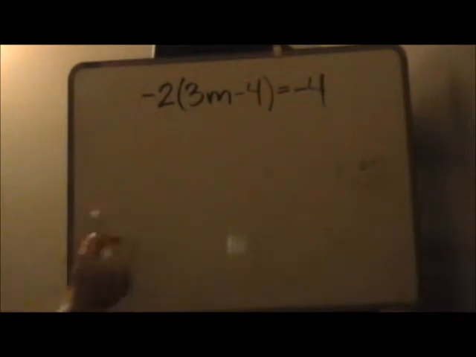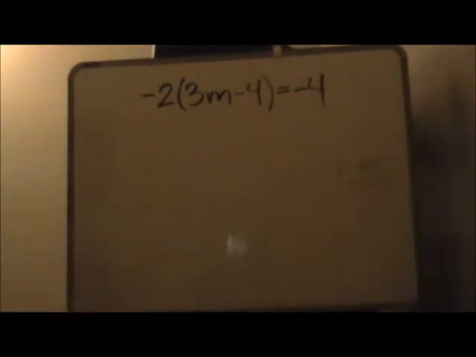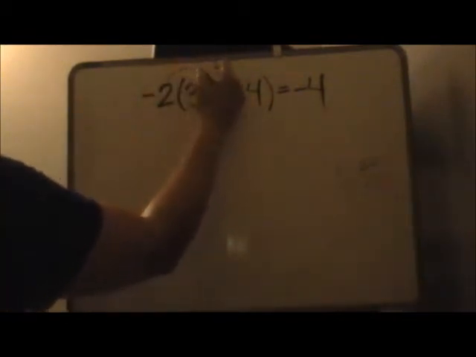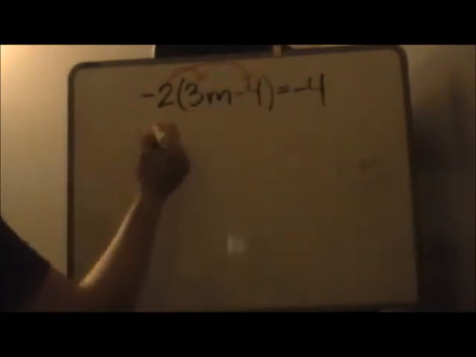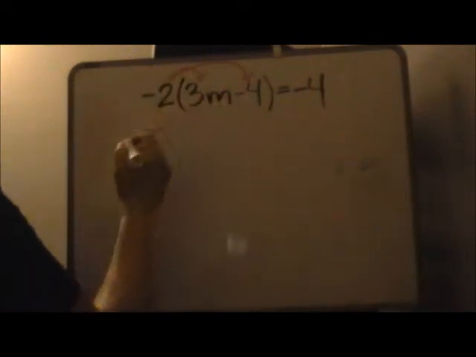Well, I know that this is 3m and that's a -4 and they are not like terms, so I cannot combine them. So I know that what I need to do here is use distributive property. That means that this -2 is multiplying the 3m as well as the -4. So I'm going to do one by one. First, the multiplication between -2 and 3m.